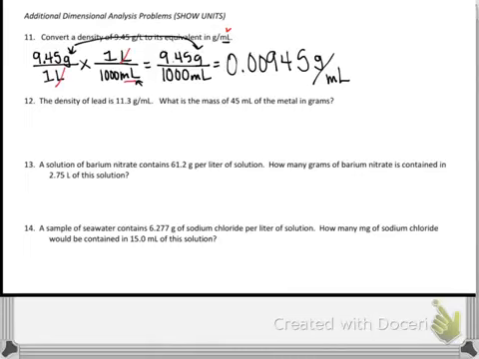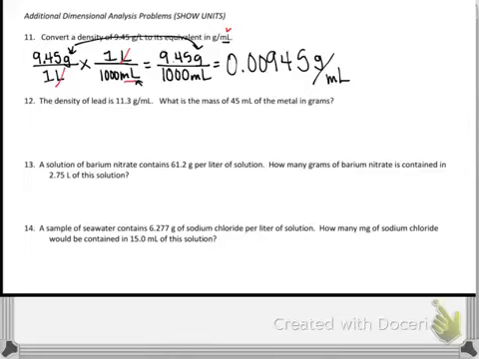Okay, this one's a little trickier. Number 2. Now we have the density of lead, which is 11.3 grams per milliliter. We want to know the mass of 45 milliliters of this metal, but in grams.